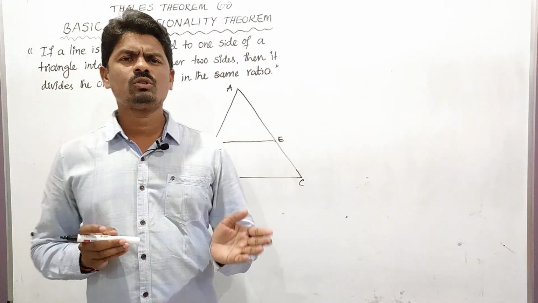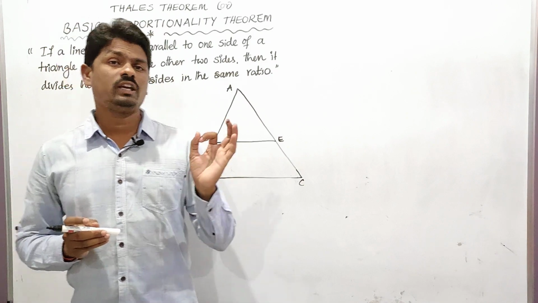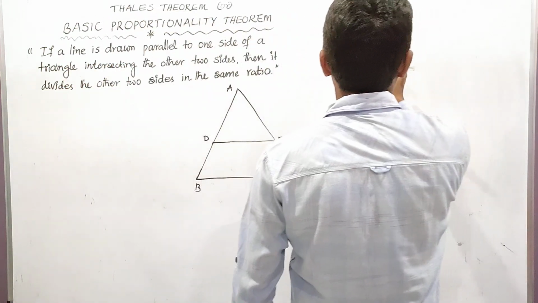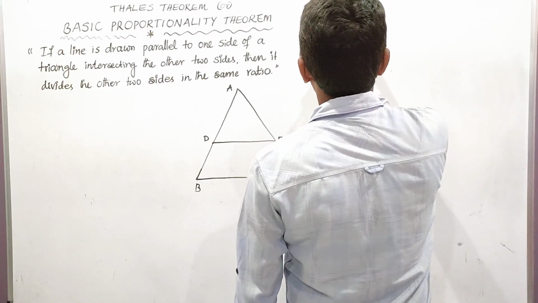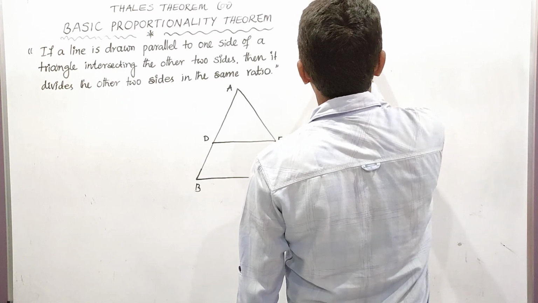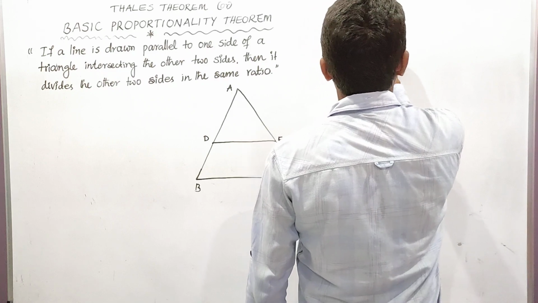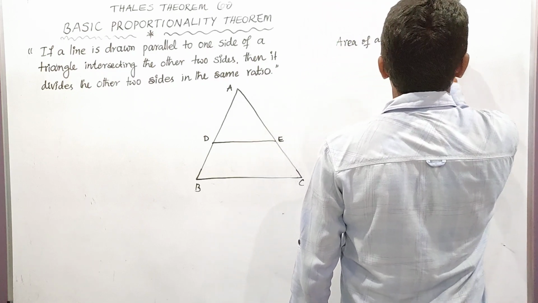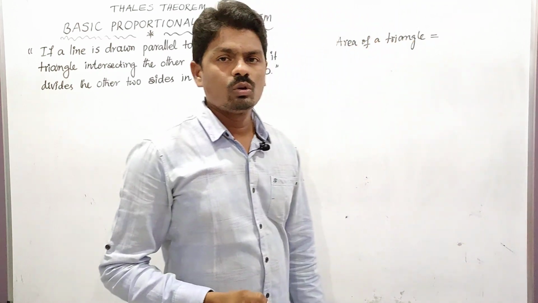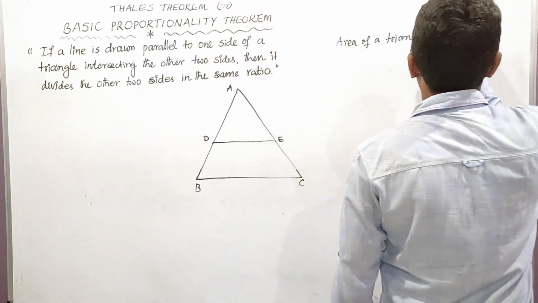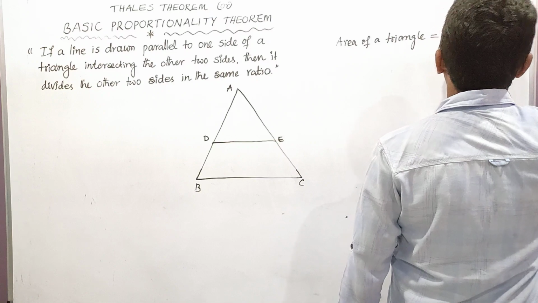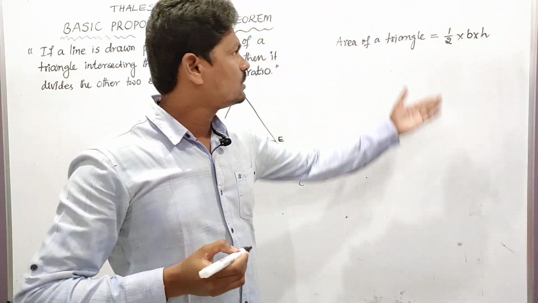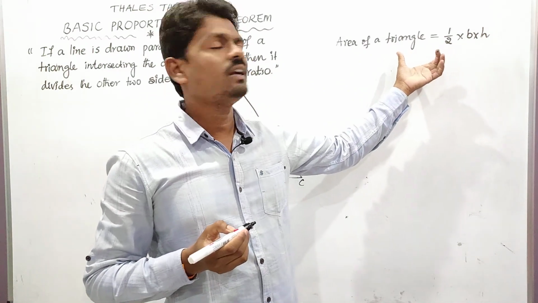Before going to prove this theorem, you must have a clear idea about the area of a triangle. So see student, this is the general formula to find the area of a triangle. How can we find the area of a triangle? Area of a triangle is equal to half into base into height, where B is base and H is height. So this is the general formula to find the area of a triangle.